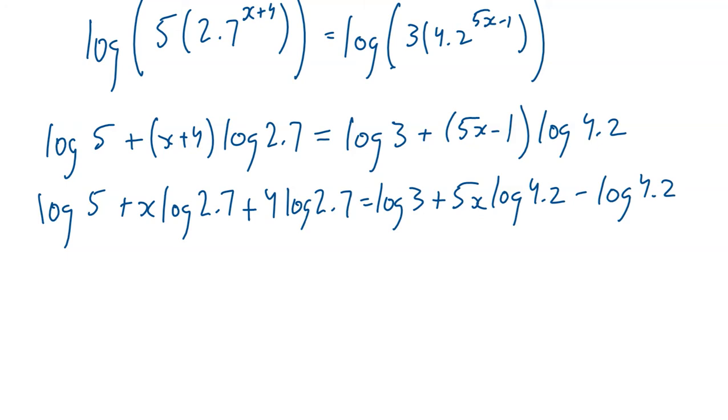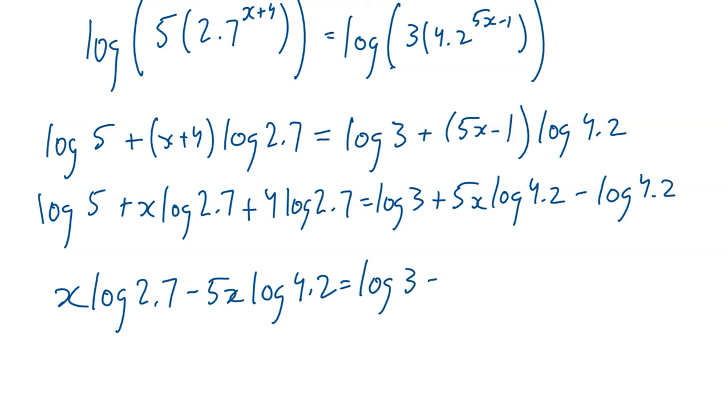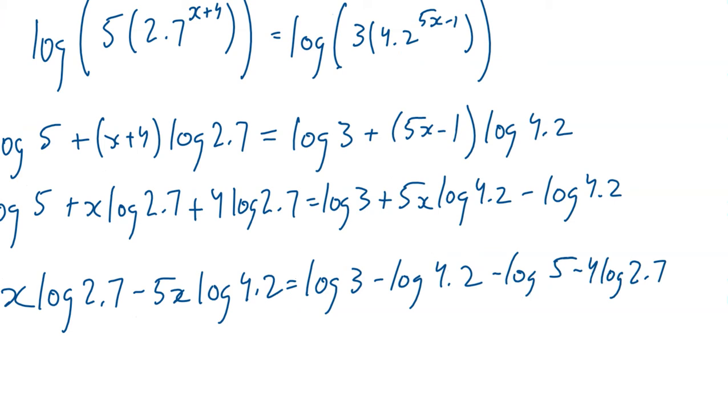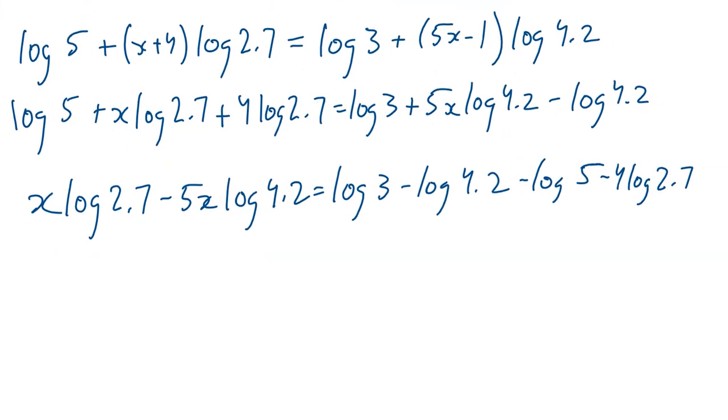Put the terms with x as a coefficient on one side. Yeah, very good. We want to get the x's on one side and all the rest of the junk on the other side. So x log 2.7 minus 5x log 4.2 equals log 3 minus log 4.2 minus log 5 minus 4 log 2.7. Order doesn't matter here. You can do it whatever order you want. You could multiply both sides by -1 and change more things to plus, but there's not really a point in doing that. Now we factor out the x.